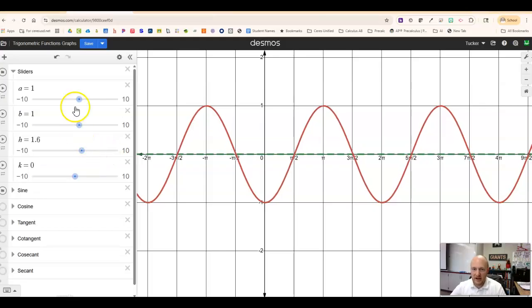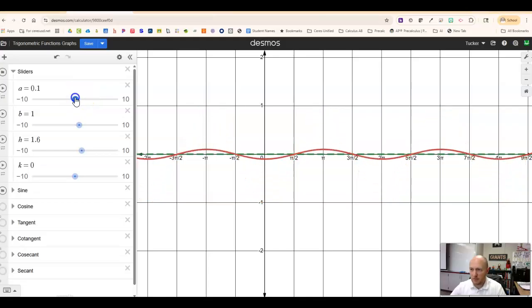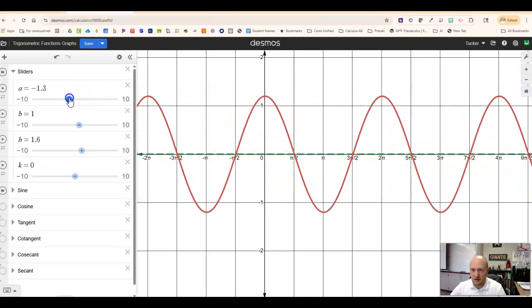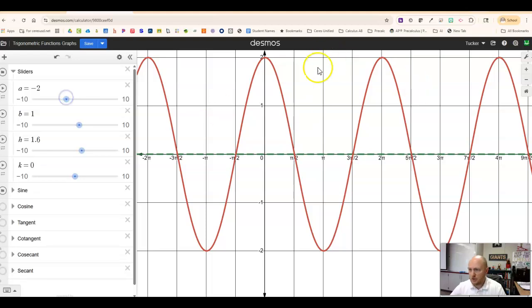Okay, and then our a value was negative 2. So I ended up reflecting, amplitude went to 2. Okay, and so from midline, we go down.